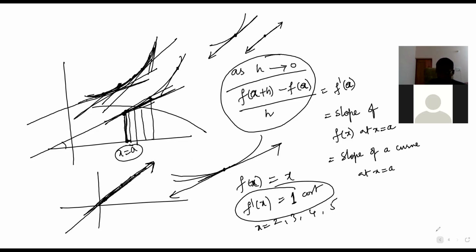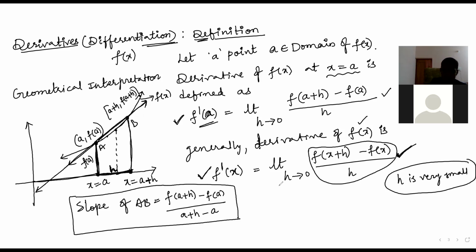Now, what do you understand here? This is the slope of AB, and AB is the secant line. When h is tending to 0, B approaches A. When h comes closer and closer, B approaches A. This B also approaches here. That means the secant becomes what? The tangent. As h is tending to 0, the secant line AB becomes the tangent.